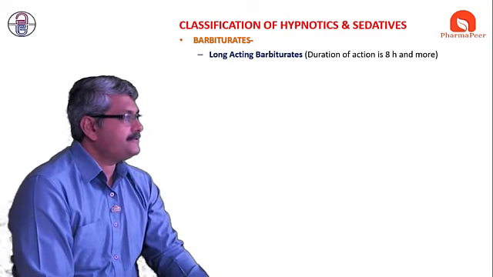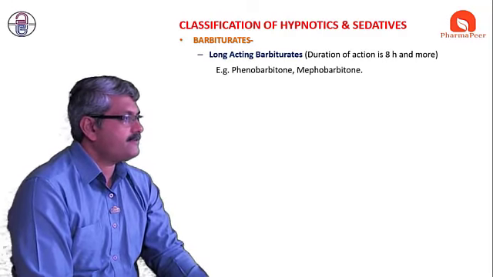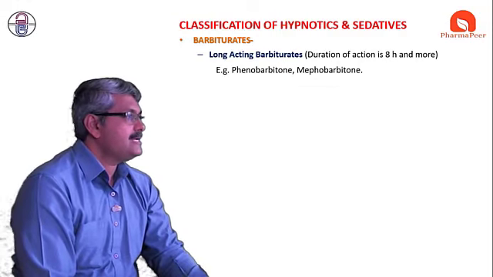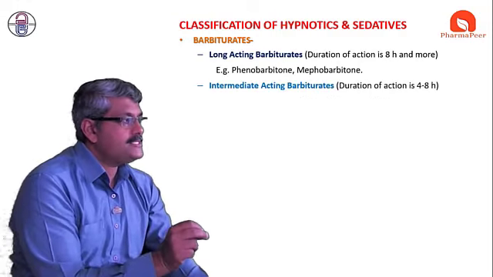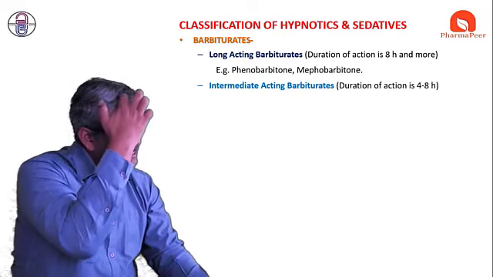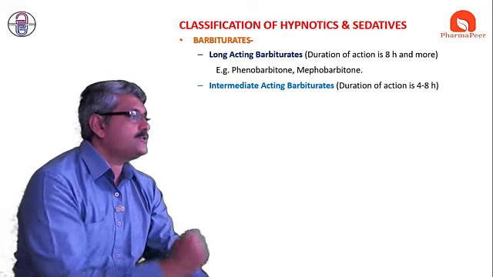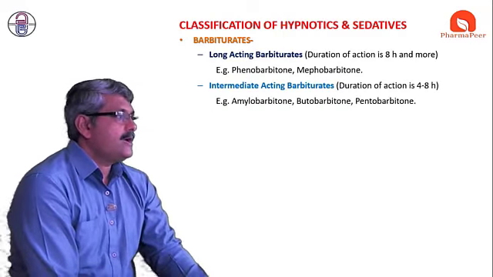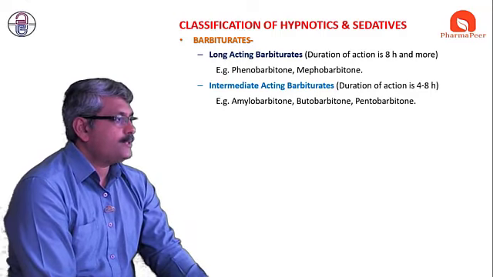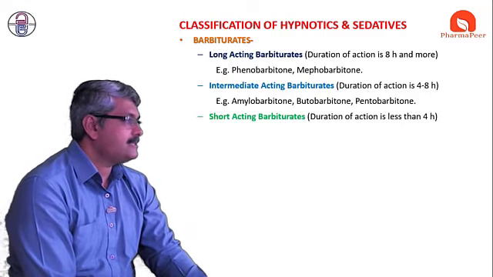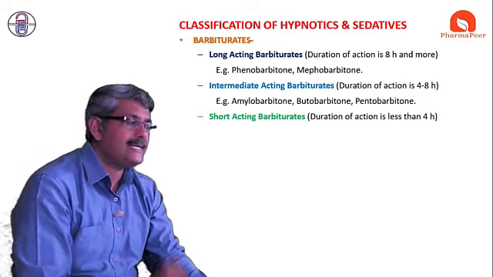First one has an 8 hours duration, that is called a long duration of action, that is phenobarbital. Second one is intermediate-acting barbiturates, which produce their action from 4 hours to 8 hours. That is butobarbitone, pentobarbitone, amylobarbitone. These are the examples. Next one is short-acting barbiturates.